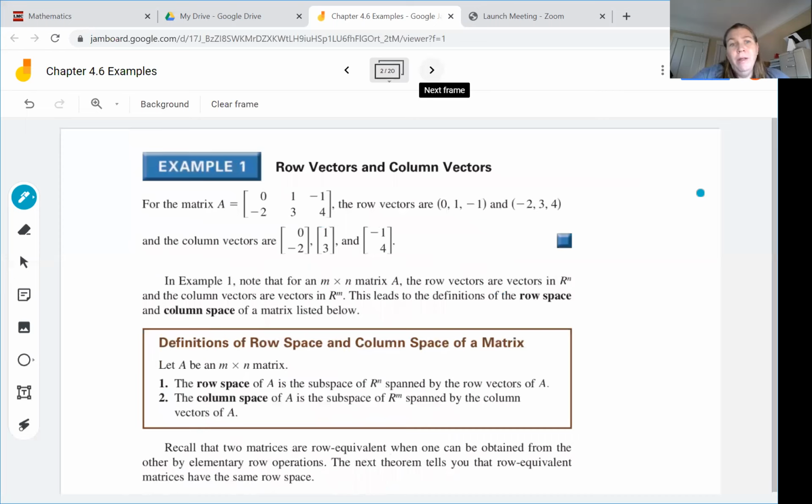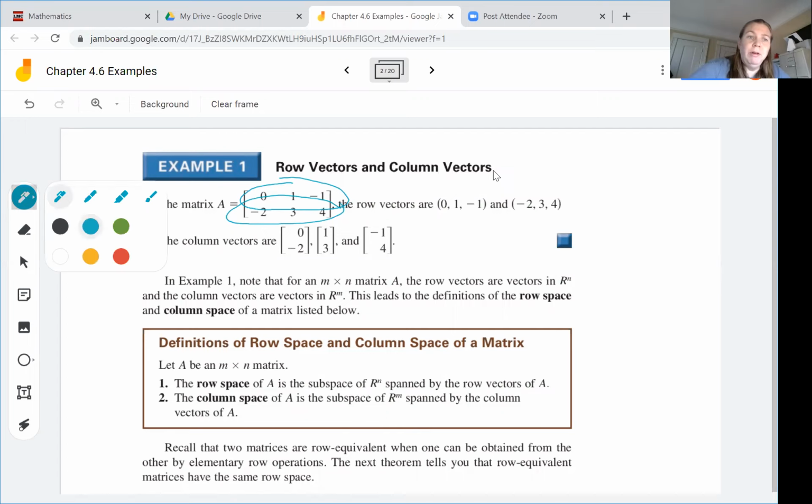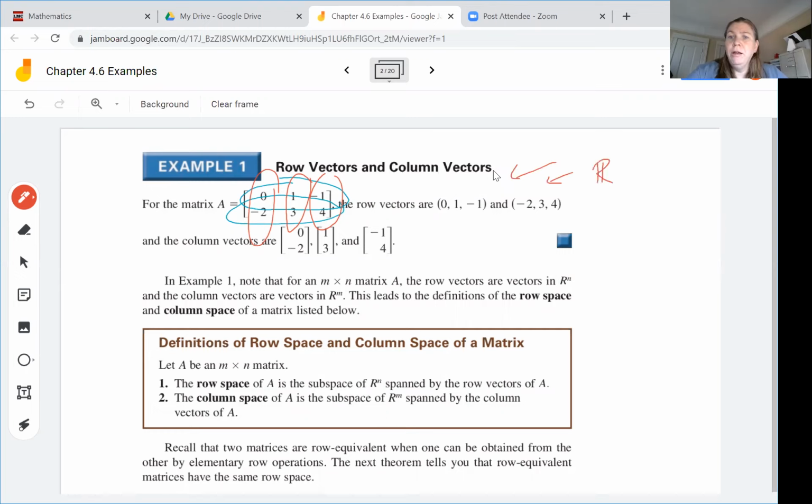Let's take a look at an example. So here is matrix A. Matrix A is a 2 by 3 matrix. So the row vectors are 0, 1, -1, and -2, 3, 4. Since this is a 2 by 3 matrix, there are 2 row vectors, and then there will be 3 column vectors, 0, -2, 1, 3, and -1, 4, corresponding with the 3 columns. So we would say the column vectors are in R2 because they are 2 dimensions, and the row vectors are in R3.